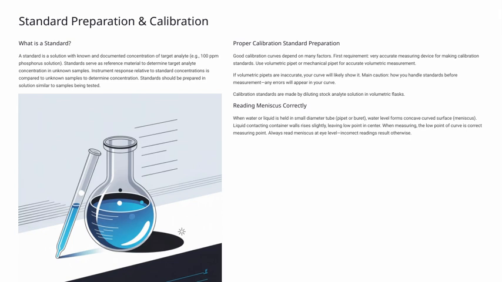Finally, let's discuss reading the meniscus correctly. When you're measuring water or any liquid in a small diameter tube, like a pipette or burette, the liquid forms a concave curve called the meniscus. The liquid touches the container walls and rises slightly, leaving a low point in the center. The correct measurement point is always at the low point of this curve. Remember, always read the meniscus at eye level. If you don't, your readings can be off, which affects the accuracy of your measurements and, ultimately, your calibration curve.